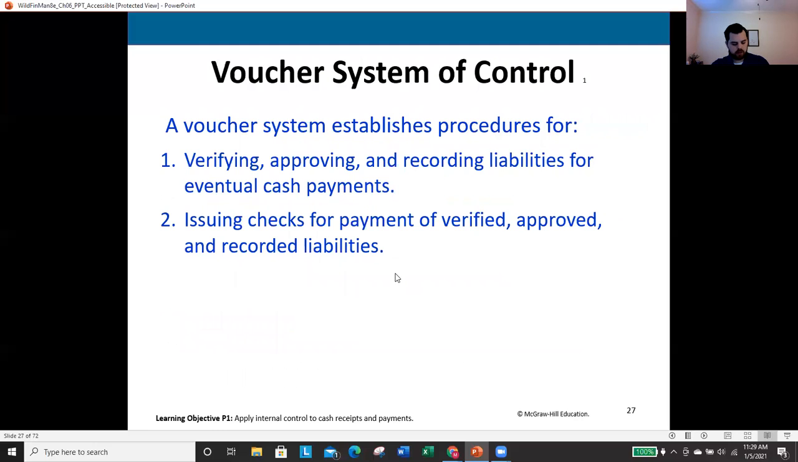Now, a voucher system of control, the textbook talks about for a little bit, about a page, I think. I'm not too concerned that you understand exactly how a voucher system of control works. I just need you to essentially know these 2 points.